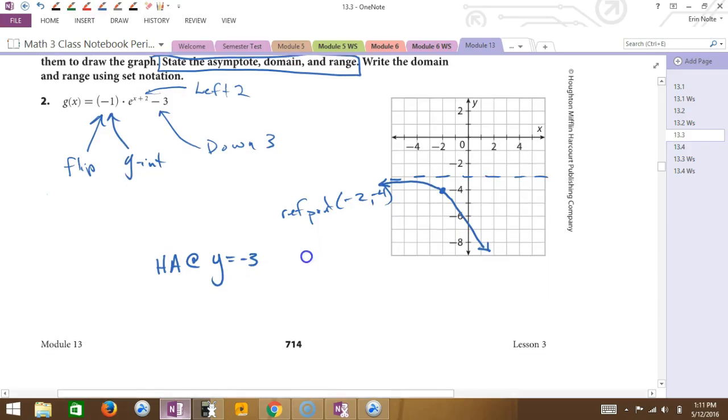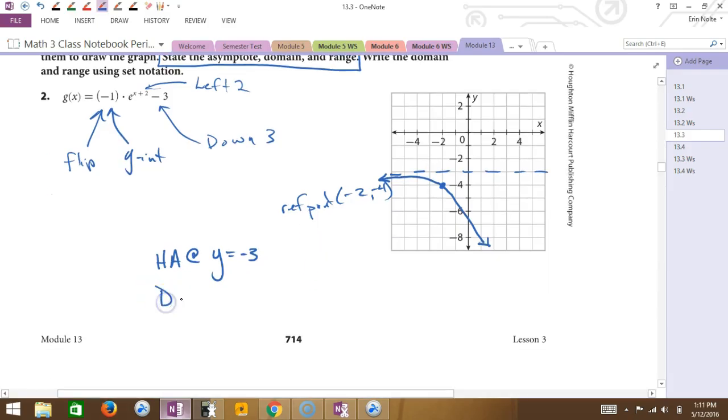What's the domain? The smallest x value to the biggest can be anything, all real. So you could write that negative infinity to positive infinity, or you can write the fancy R.